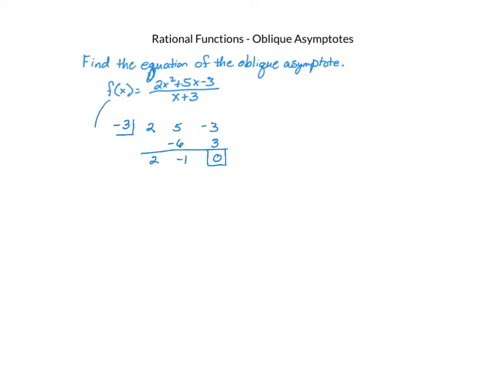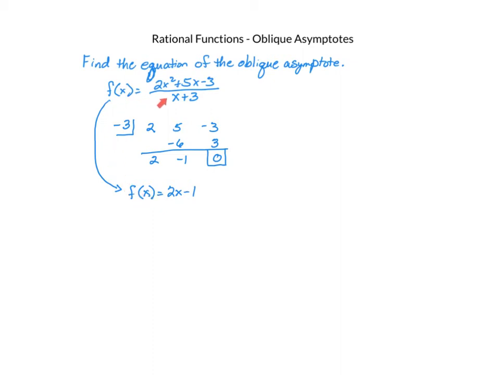That means this function could be rewritten as f of x equals 2x minus 1. Those are the coefficients of the quotient right here and here, with no remainder, so I don't put plus 0 over x plus 3. I just have f of x equals 2x minus 1. These two are almost equivalent. Here's the way in which they're different.